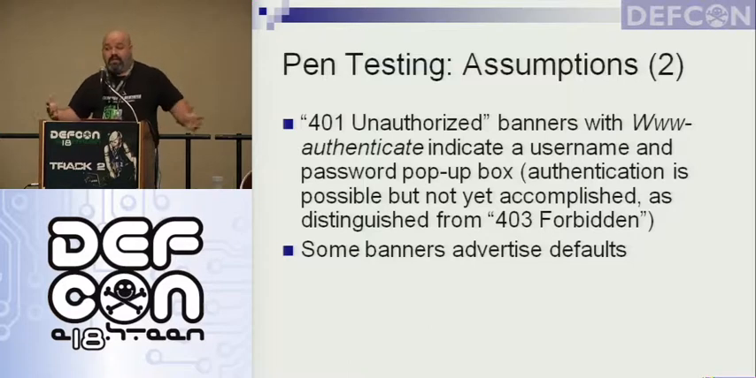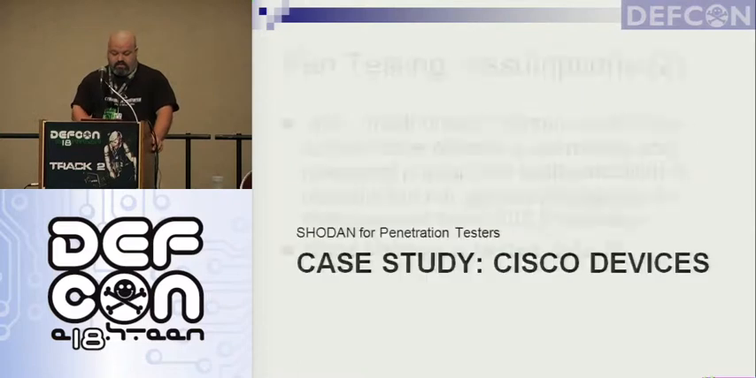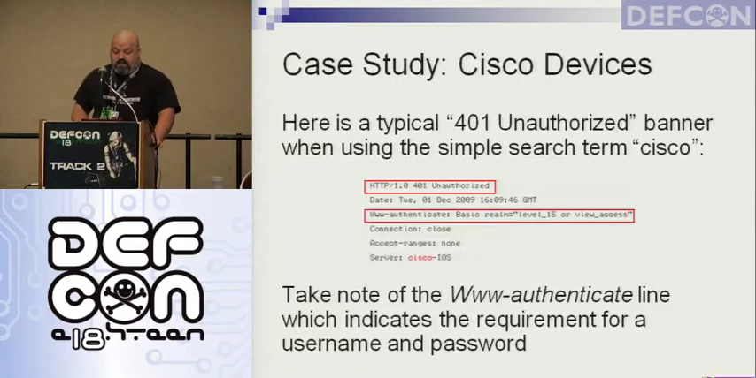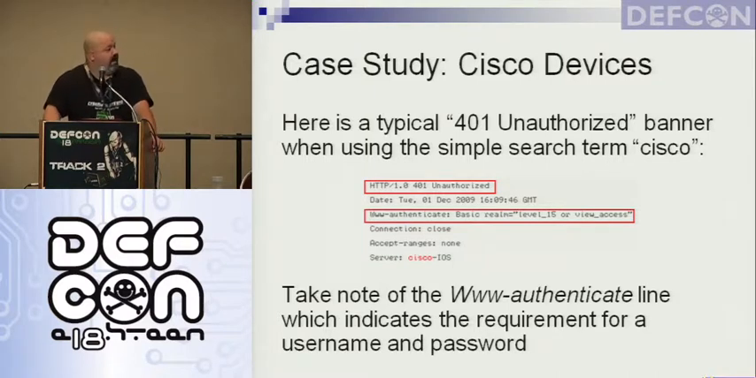Doesn't mean that they're using that, but they're at least telling us what it is, so that's useful data for us. So the first of my 4 case studies is the Cisco devices, and this is the first Cisco banner I found, and I just wanted to show it as an example. The first box squared in red is the status code, HTTP 401 unauthorized. And then we see a www authenticate, basic realm, level 15, or view access.